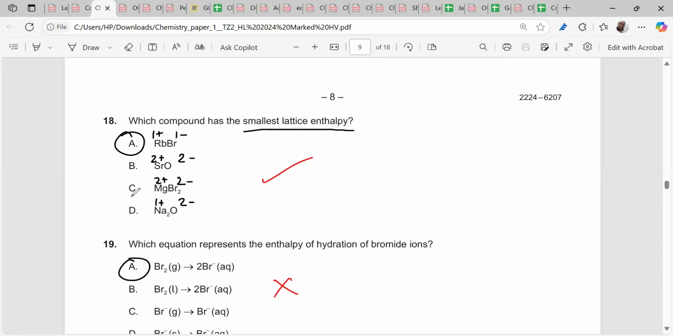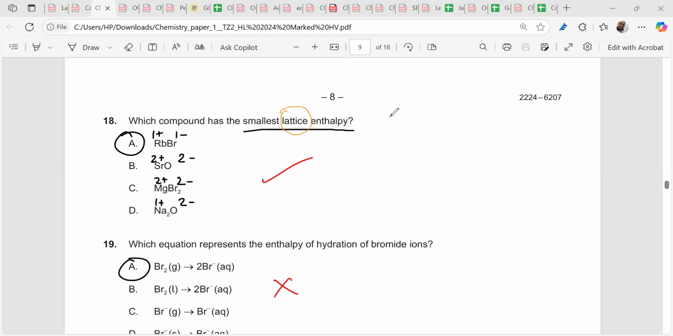We are going to the next typical questions of your IB board paper 1. Lattice enthalpy. What do you mean by lattice enthalpy? That's a very important question you have to master. This is a common question of the boards. We have to understand what we mean by lattice enthalpy.